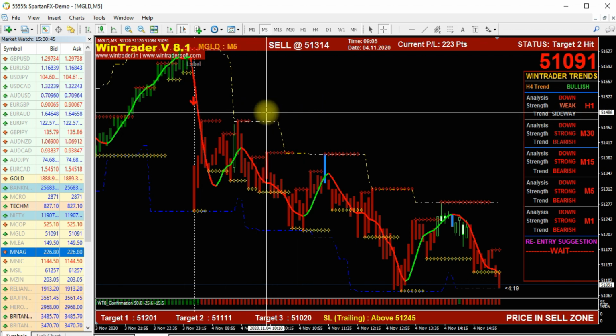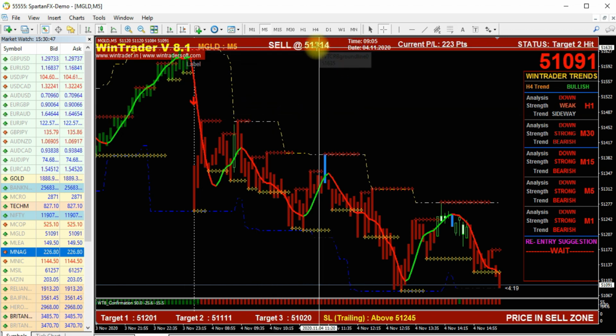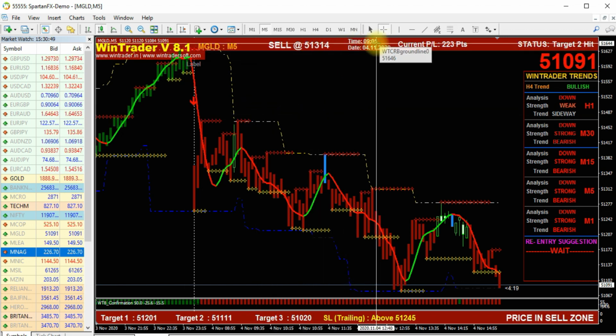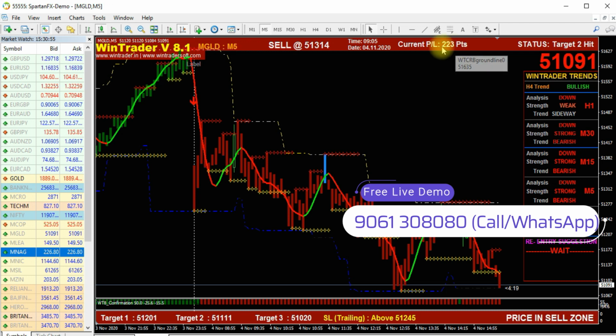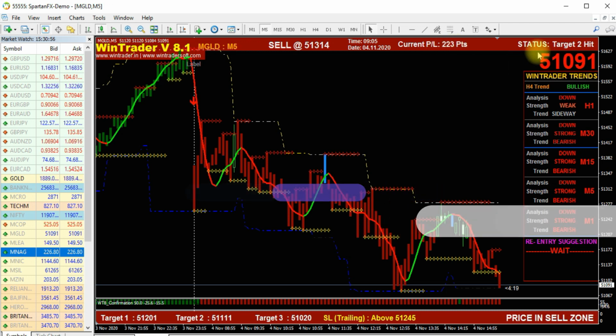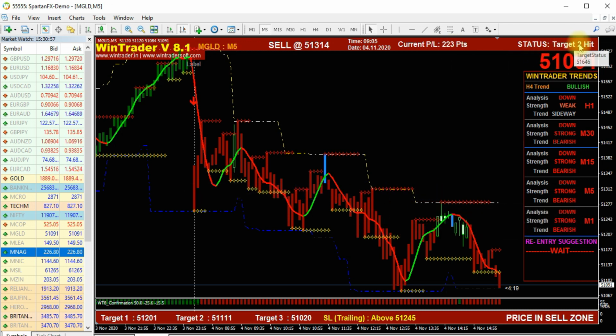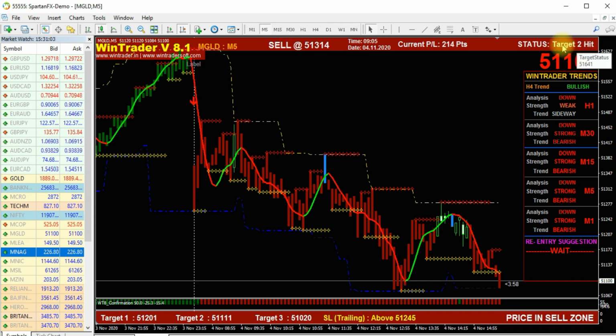And here lots of other things are there. If a signal generates, at what price that signal generated, and the time and date, all of those you will get from here. The current profit and loss points should be mentioned here. And the status, target, how many targets are achieved, first target and second target, two targets are achieved, it should be mentioned here. And target 1, target 2, target 3 with the trailing stop loss, that too is mentioned here. The important thing about the trailing stop loss is that the stop loss is trailing.